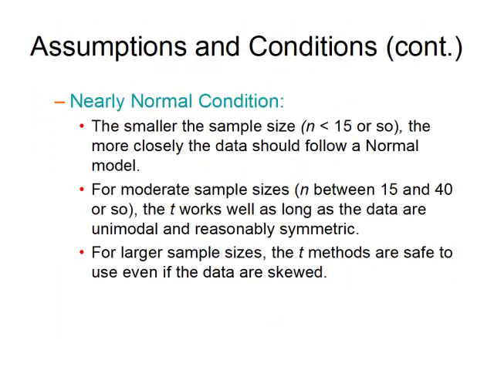The smaller the sample size, the more closely the data should follow a normal model. For moderate sample sizes, the T works well as long as the data are unimodal and reasonably symmetric. For larger sample sizes, the T methods are safe to use even if the data is skewed.